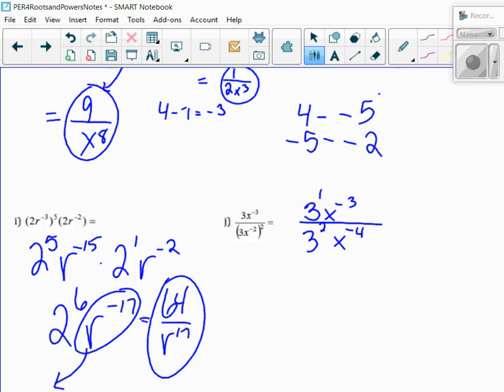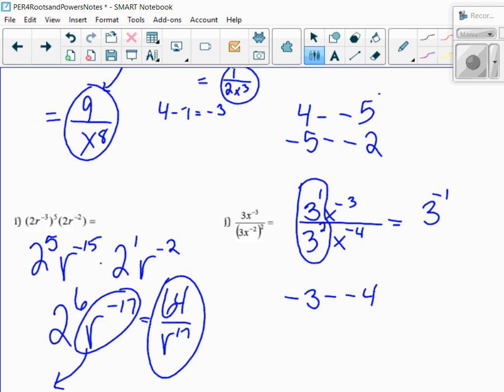So now I'm going to do the exponent laws. These are the same base. It's not a fraction. It's the same base. So I'm using the exponent laws. 1 subtract 2. What do I get? Negative 1. So it's going to be 3 to the power negative 1. Negative 3, I'm going to write this out. Negative 3 subtract negative 4.